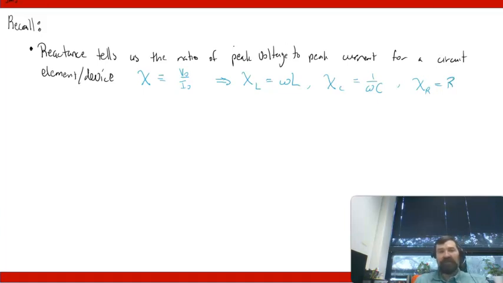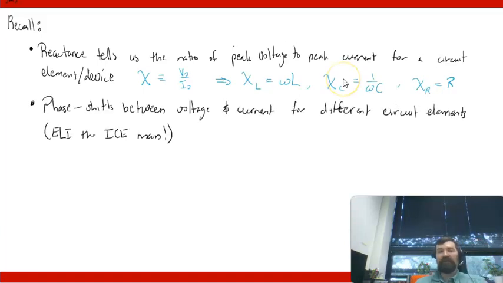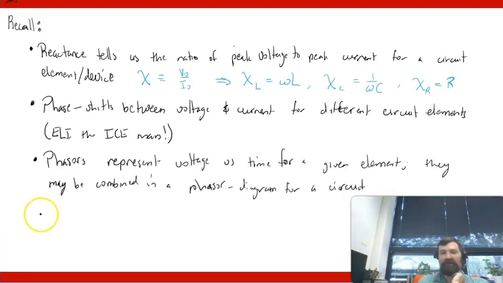Second thing to recall is that AC signals tend to end up having phase shifts for different elements between the voltage and the current. That is, we expect for voltage to lead current within an inductor, we expect current to lead voltage within a capacitor, and we expect the two to be synchronized within a resistor. Finally, these phase shifts can be represented by phasor diagrams.